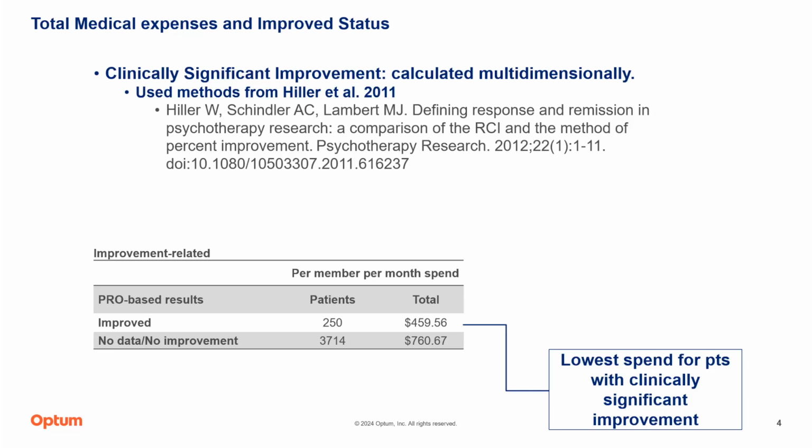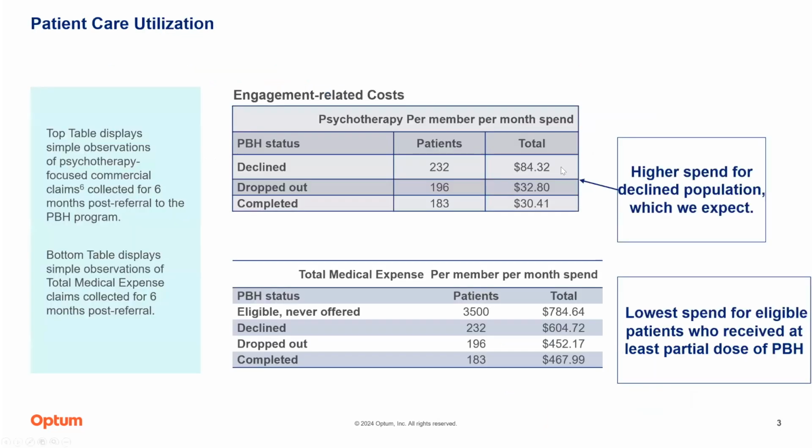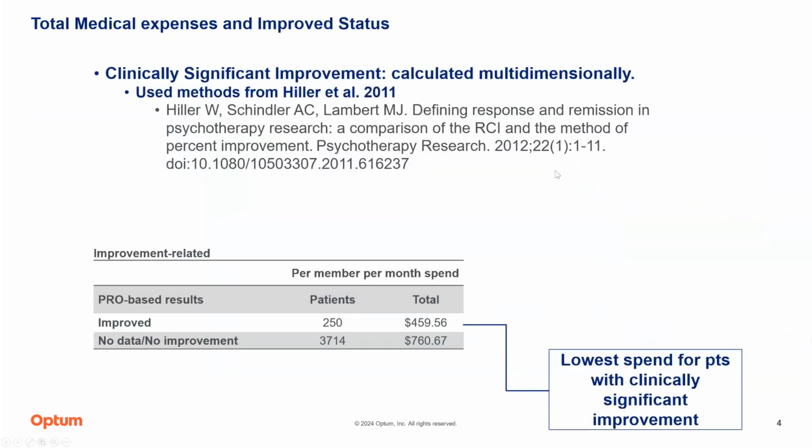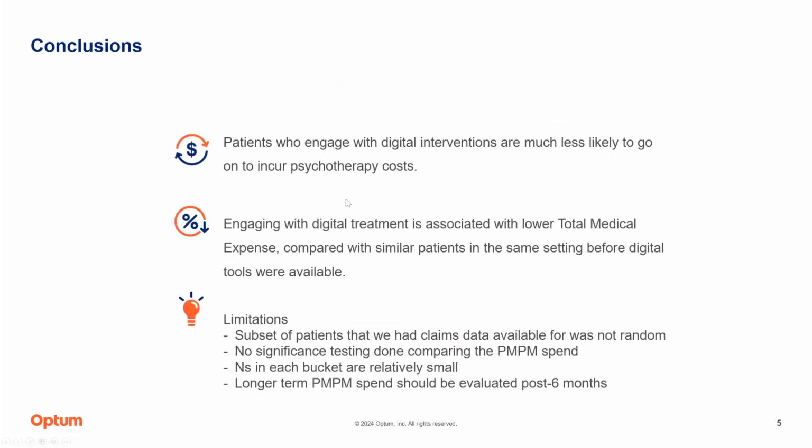getting patients improved at a lower cost compared to traditional psychotherapy, and that those improvements may in fact be driving their total medical expense. It's also entirely possible that patients who selected precision behavioral health were also the patients who are more likely to improve on their own. And we've got a lot of work to do in order to figure this out in the future. Limitations, right? The subset of patients that we had claims data on was not completely at random.